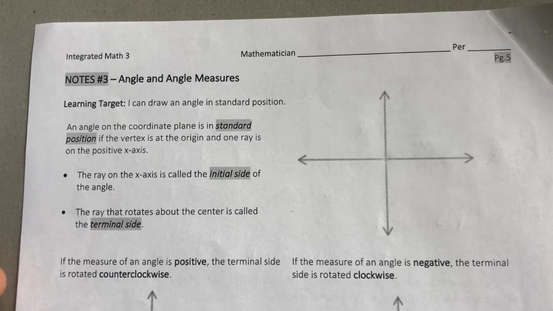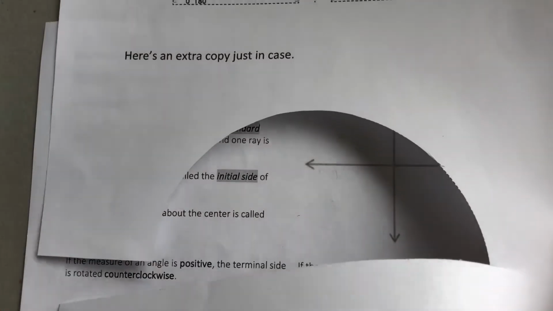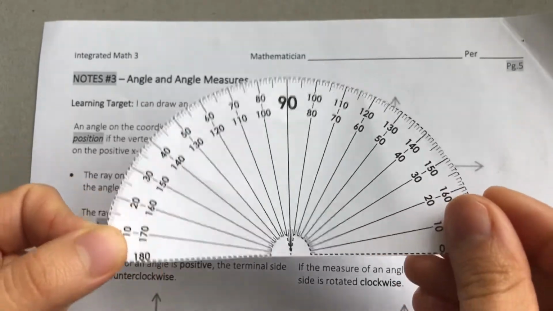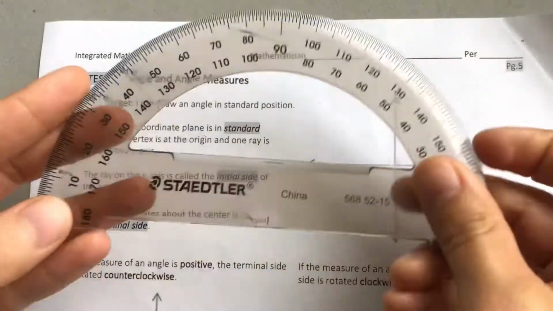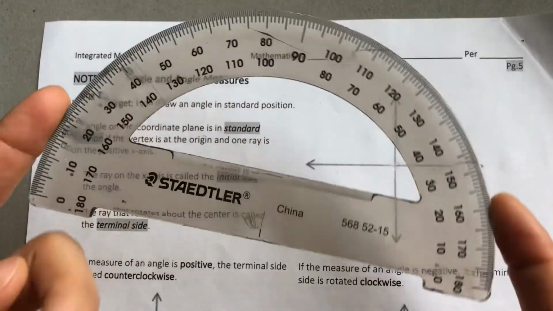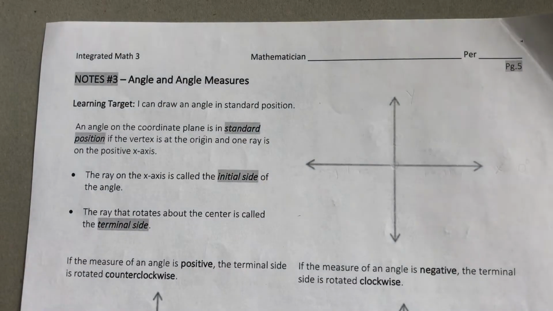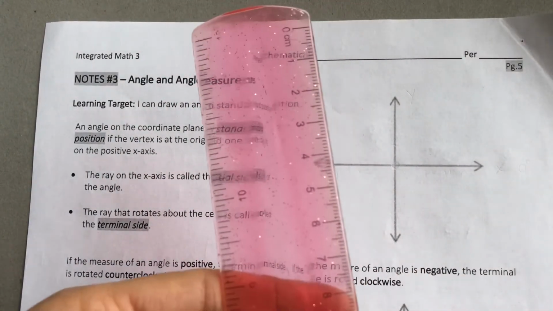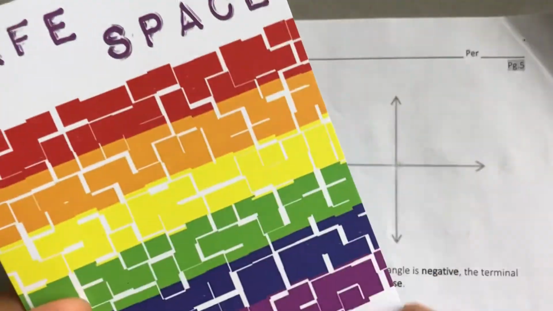For this lesson, you're going to need a protractor. As part of your packet, I attached this page. You can cut out one of the protractors to have something like this. If you don't have a packet, you might have a protractor at home, so you can use that, or you can go to the dollar store and buy one, maybe. You're also going to need a ruler or a straight edge. If you don't have a ruler, you can use anything that is straight, okay?